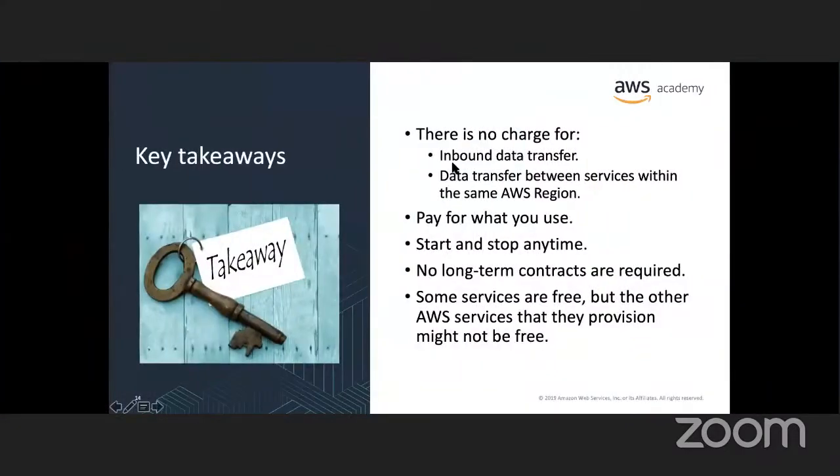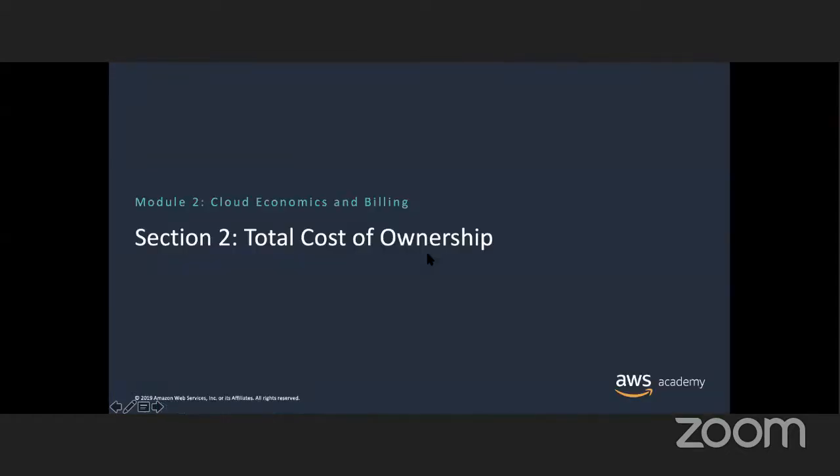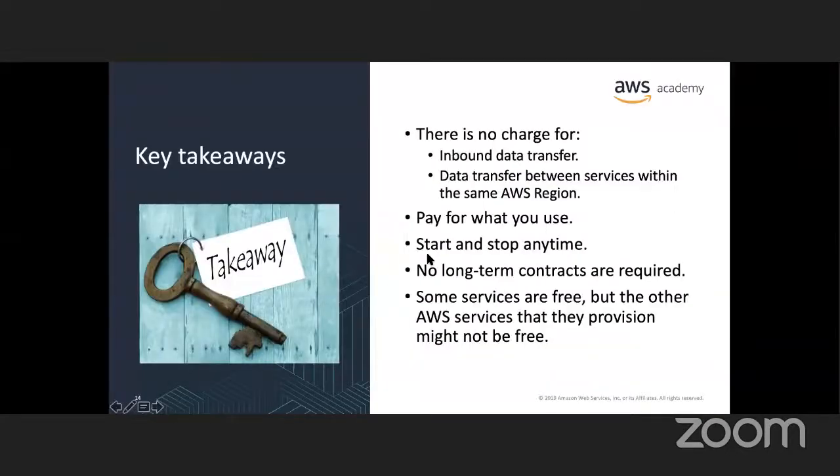Okay. So takeaways: there's no charge for inbound data transfer between services within the same AWS region. It's free between services within the same AWS region. Pay for what you use. Start and stop anytime. No longer contracts are required. It's not mandatory to have a contract. It's just optional, right?